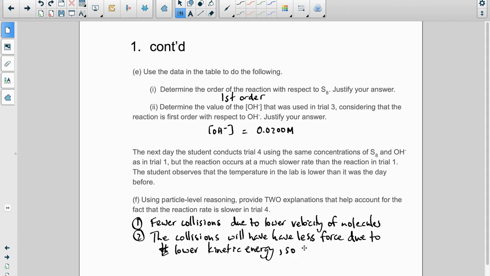Okay, so less molecules will overcome the activation barrier. Okay, so they will collide with less force, and so less of them will have enough kinetic energy to break apart those bonds and turn into the products.